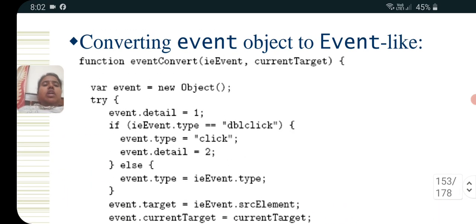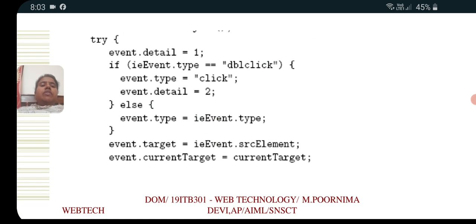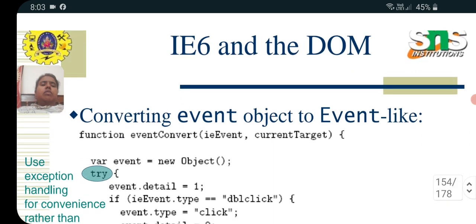Converting event object to event-like. Here function convertEvent, where currentTarget is event currentTarget. Value event equals new object, try: event.detail equals 1 if event.type equals dblclick, event.type equals click, event.detail equals 2, else event.type equals type. Event.target equals event.srcElement. Event.currentTarget equals the current element.